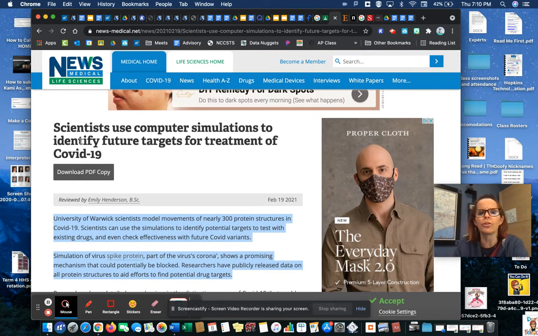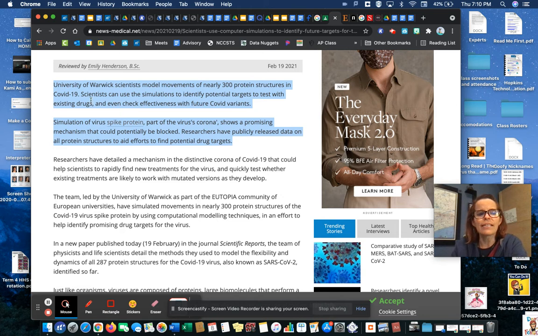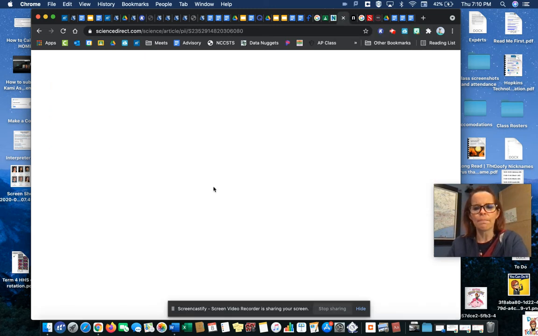I'm not going to spend long. I just wanted to show you. Scientists use computer simulations to identify future targets for treatment of COVID-19. It says here, scientists use the simulations to identify potential targets to test with existing drugs and even check effectiveness with future COVID variants. So that's a way that they're using computer simulations.